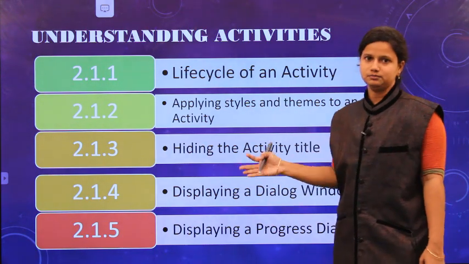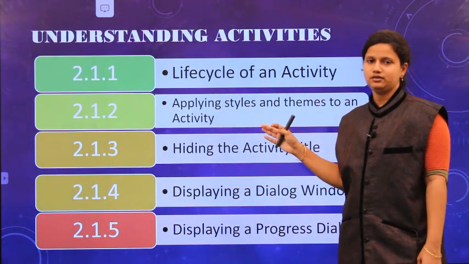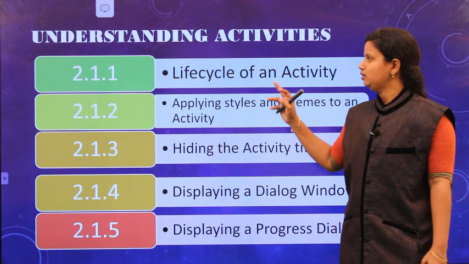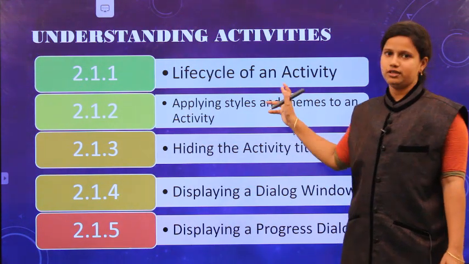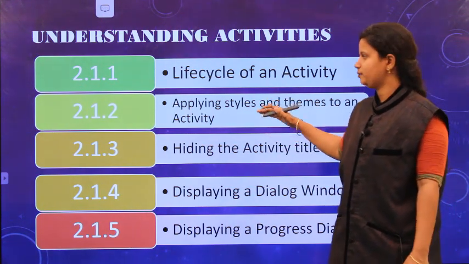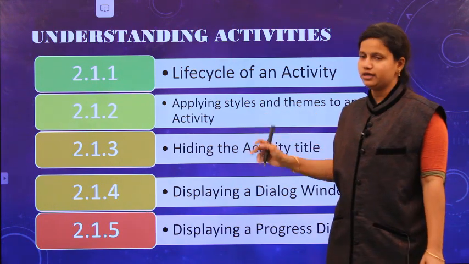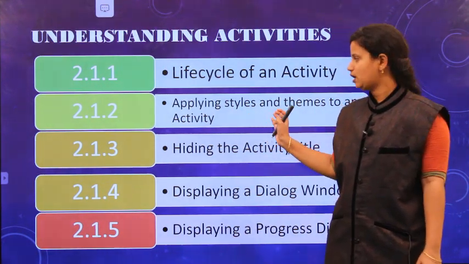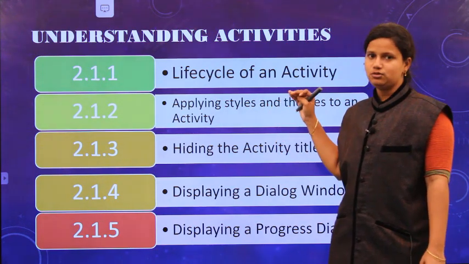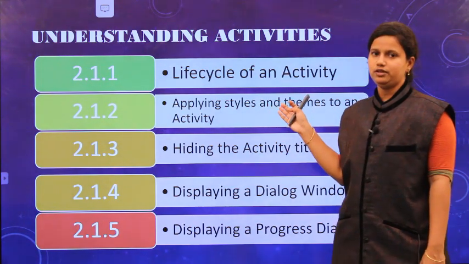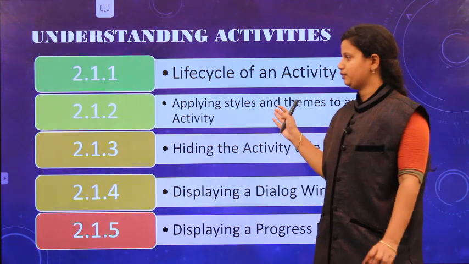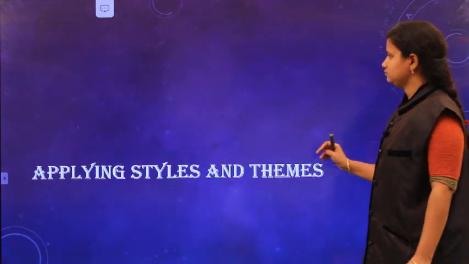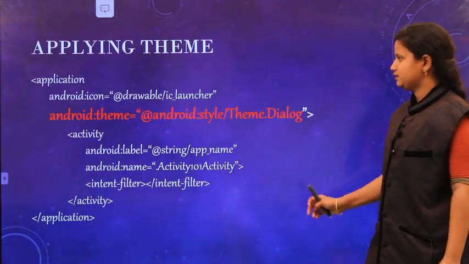So our understanding of activity has 5 subtopics. The life cycle of an activity is already covered. So let us go with the next topic, applying styles and themes to an activity. In this, we have to apply different things to our activity space. How is it possible? We have to learn this.